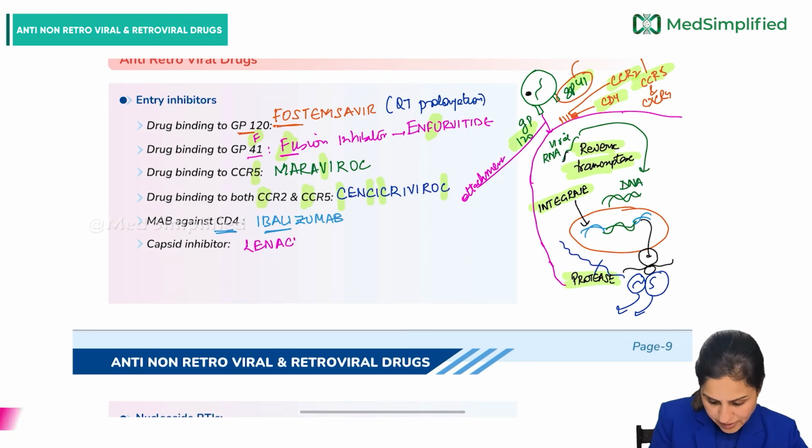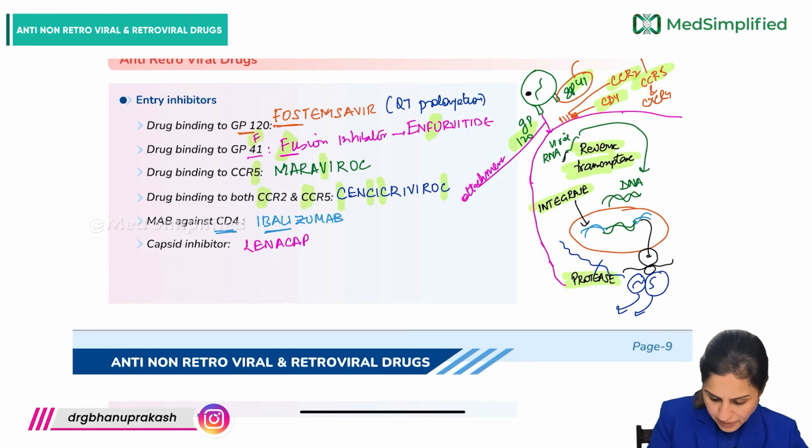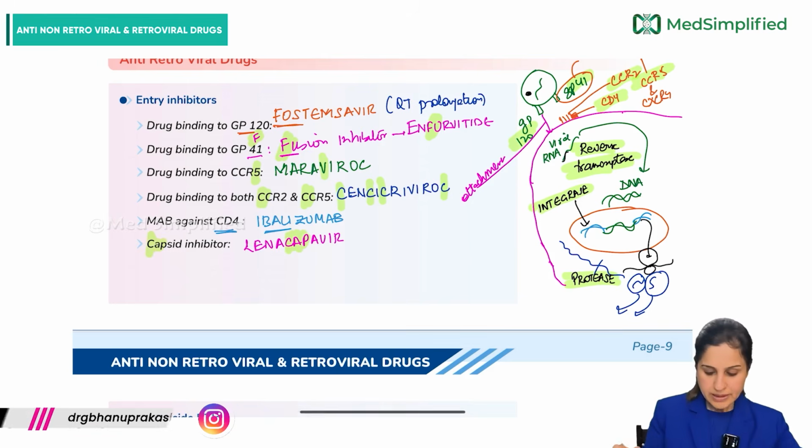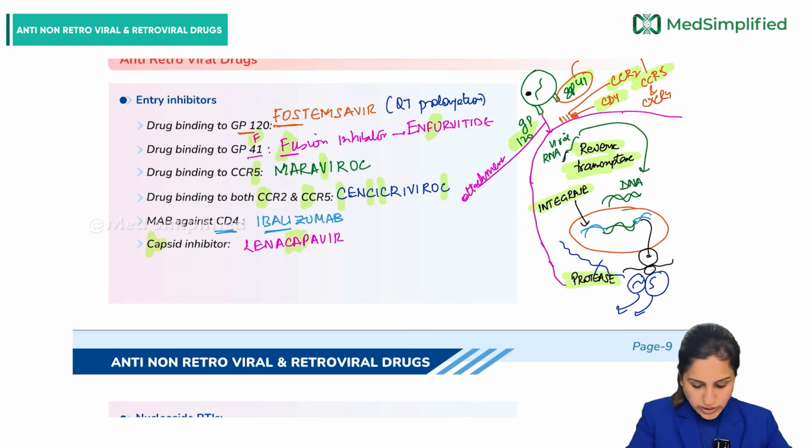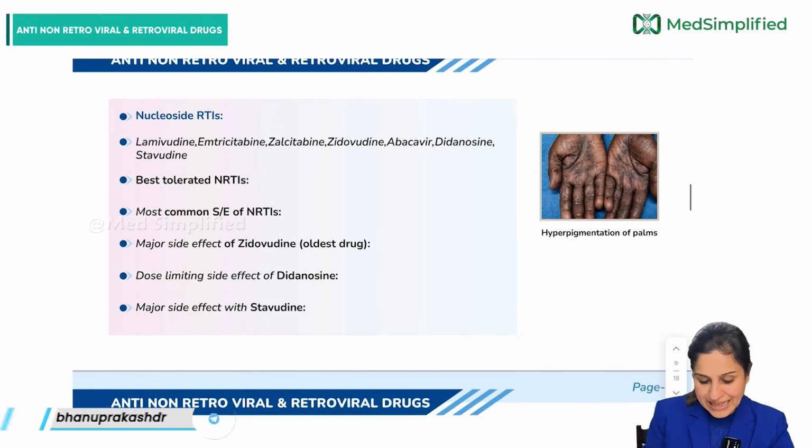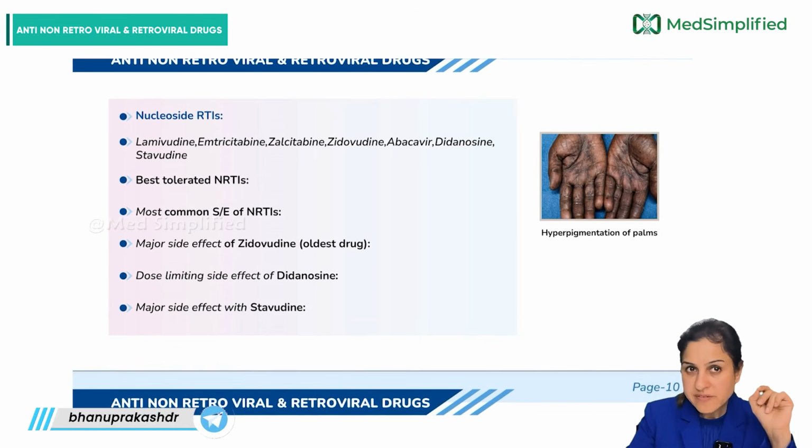Lenacapavir. So it has cap in the spelling only. Lenacapavir. So they are going to inhibit the capsid. So that is the first step. Now, second is to block or inhibit the reverse transcriptase.